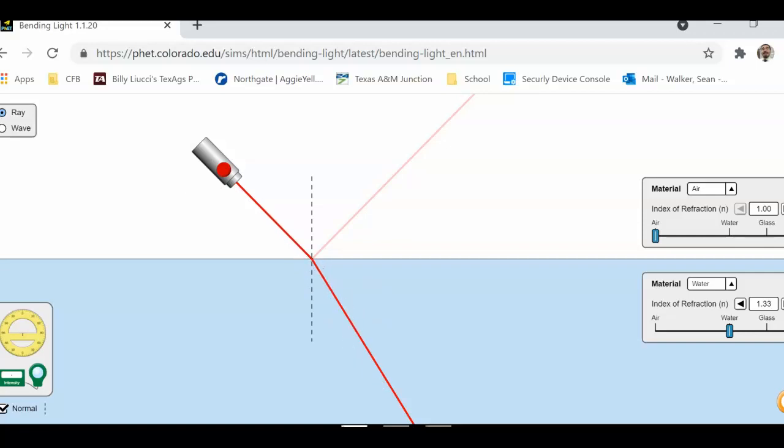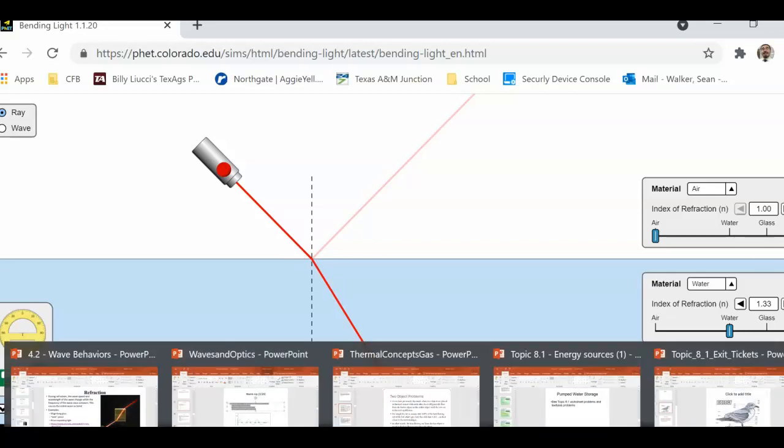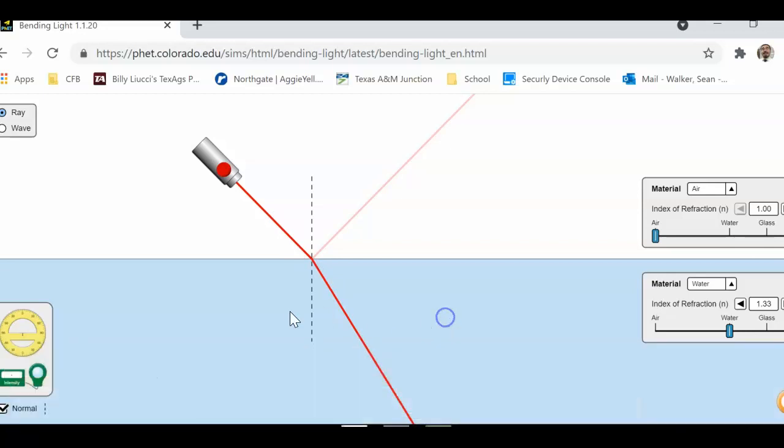Now, something you need to know is how do you know which way the light bends? Because here you can see this angle down here is less than this angle up here. So now we're going to talk about how you know which way the light bends. It all has to do with the density of the two different media. All right, so here's an easy way to remember that.